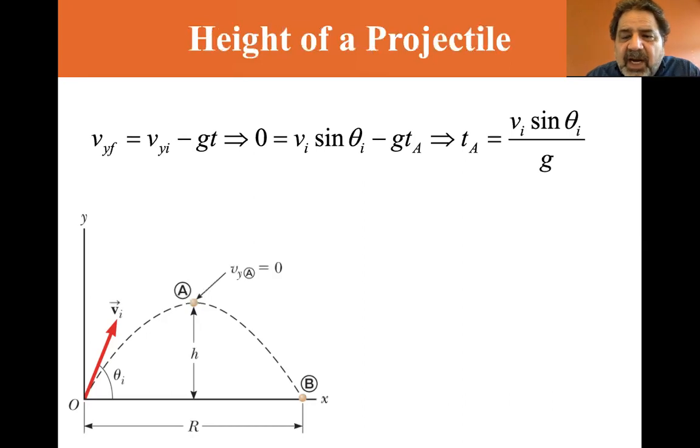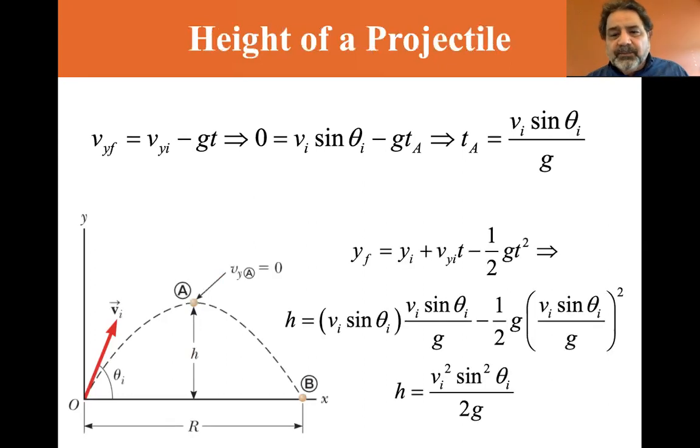So that is the time it takes for the projectile to go up. For the projectile to go down, it's another TA. So that's only at TA, that's only half its travel. Okay, now let's take this equation. Y final, the Y final being the H. It's the Y initial plus Vy initial times T minus 1/2 GT squared.